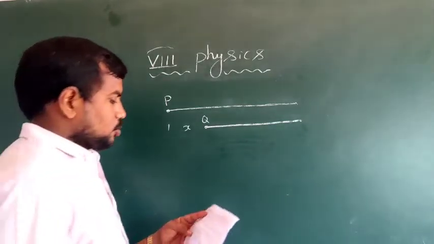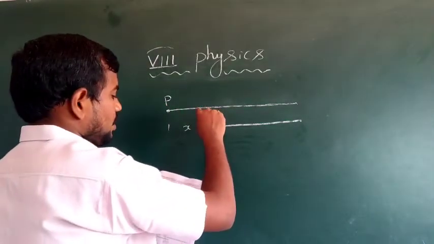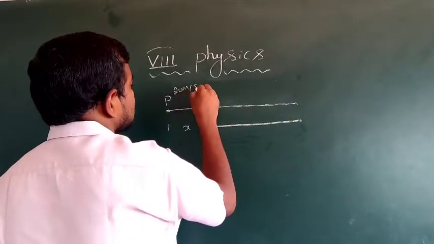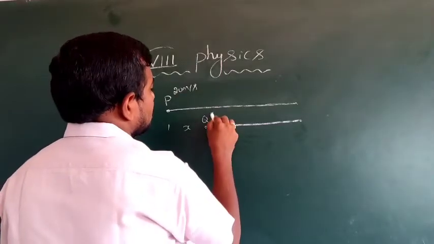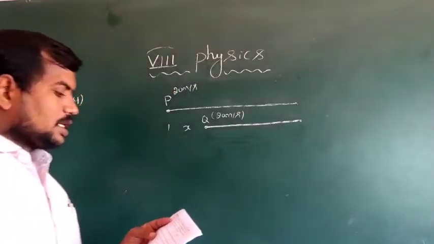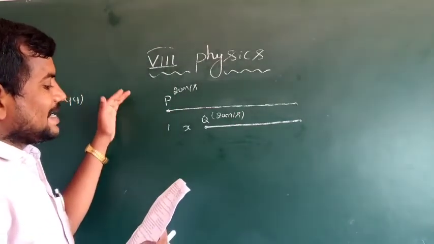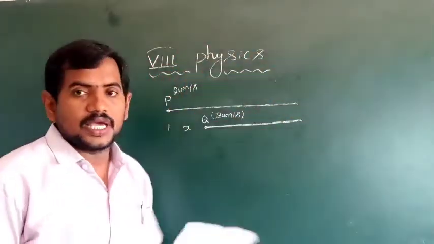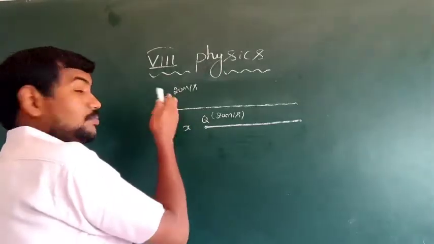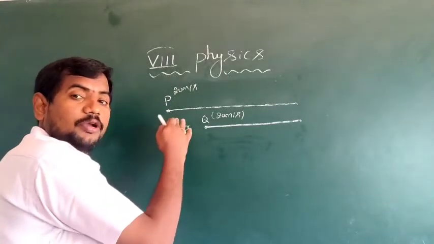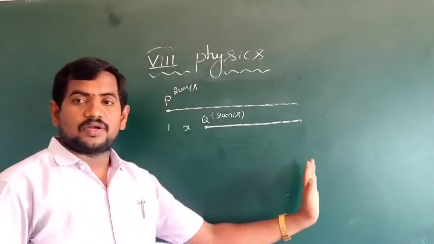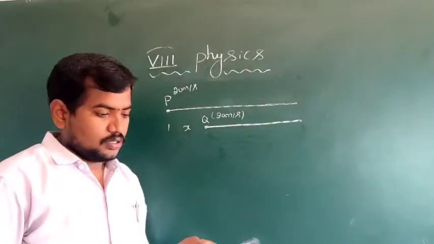Two trains P and Q are moving along parallel tracks with the same uniform speed. For P it is 20 meters per second, and for Q also it is 20 meters per second. The driver of train P decides to overtake the train Q. Here I have written P here and Q here. The reason is that the driver of train P wants to overtake the train Q, that means P is in the backward direction and Q is in the forward. That's why he wants to overtake the train.